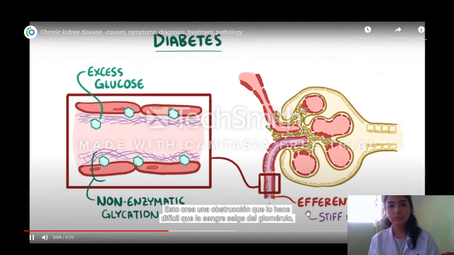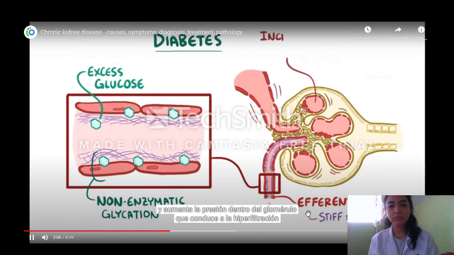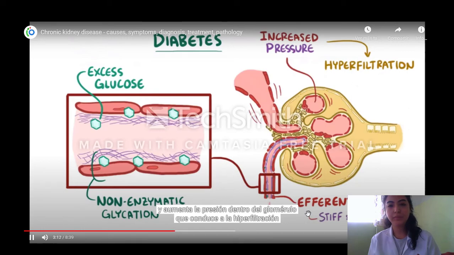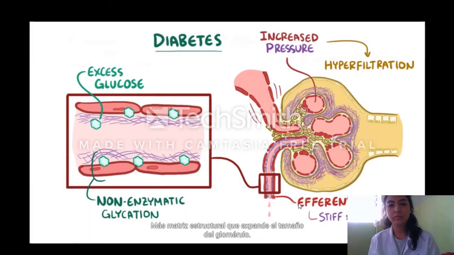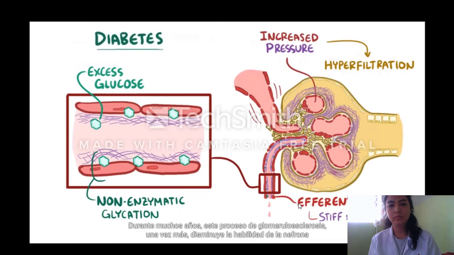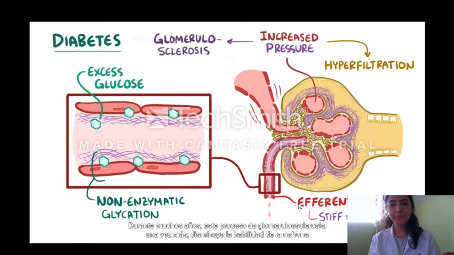This excessive extracellular matrix leads to glomerulosclerosis, which is hardening, and this creates an obstruction that makes it difficult for blood to leave the glomerulus, and increases pressure within the glomerulus, which leads to hyperfiltration, essentially pushing more fluid through. In response to this high pressure state, the supportive mesangial cells secrete more and more structural matrix, which expands the size of the glomerulus. Over many years, this process of glomerulosclerosis once again diminishes the nephron's ability to filter the blood and can lead to chronic kidney disease.